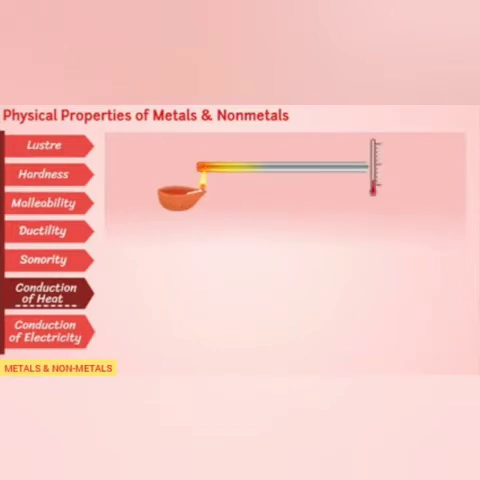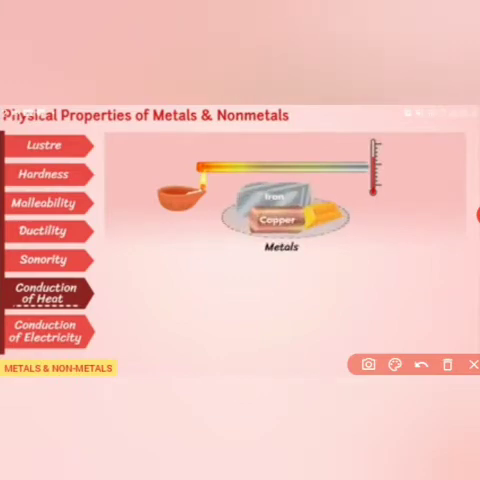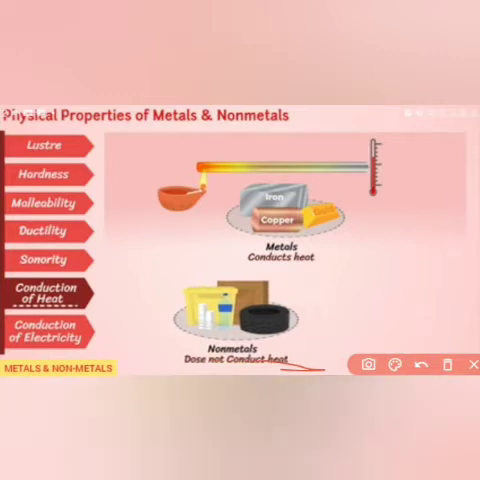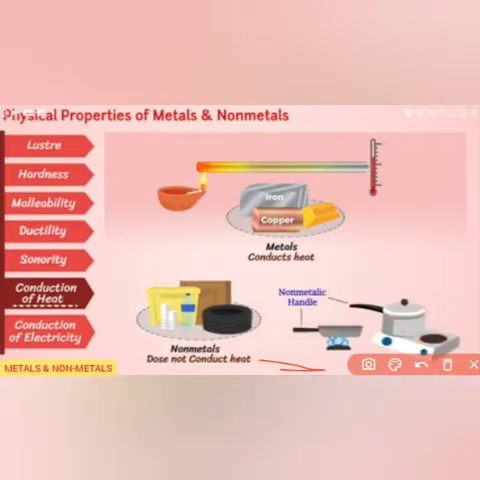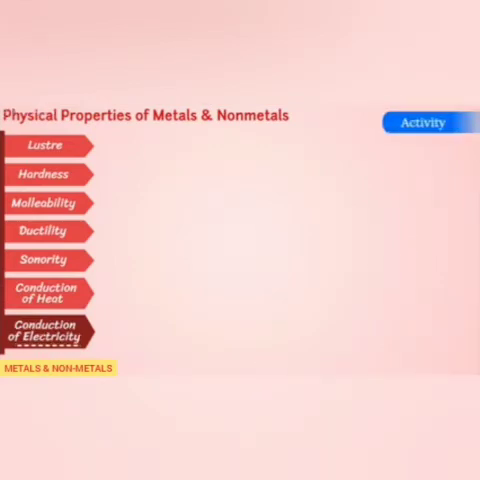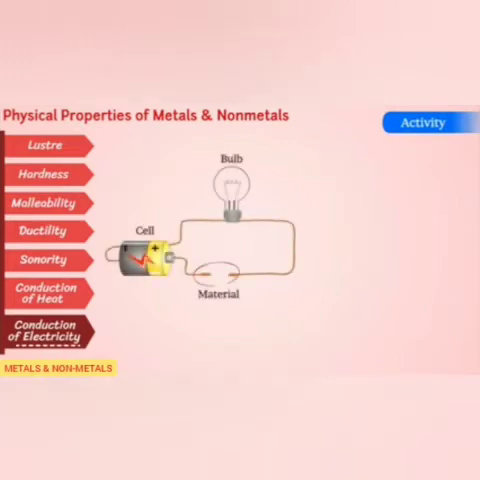Next is conduction of heat and conduction of electricity. We know that metals are good conductors of heat. If we heat this iron rod or copper rod, there will be a change in temperature. On the other hand, non-metals do not conduct electricity, they will just burn out. That's why we use a non-metallic handle, because it does not conduct heat. If a cooker gets hot, its handle is not going to change its temperature.